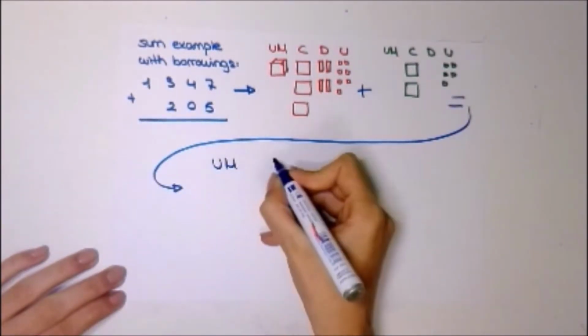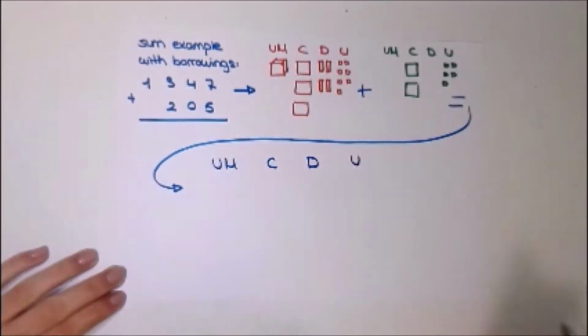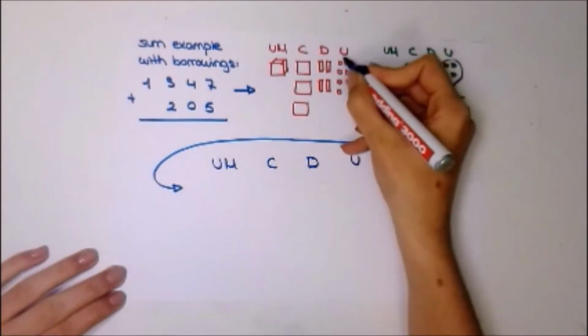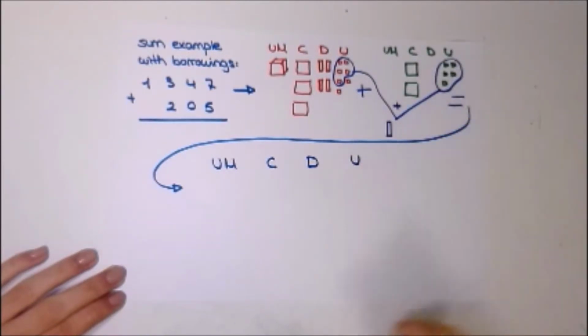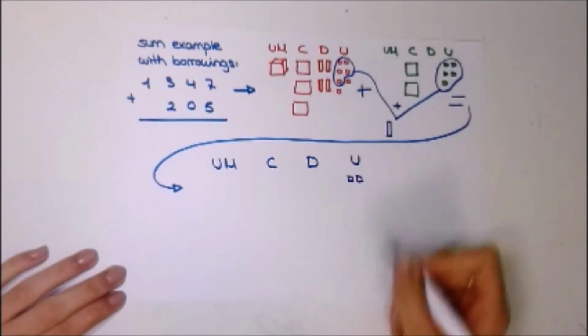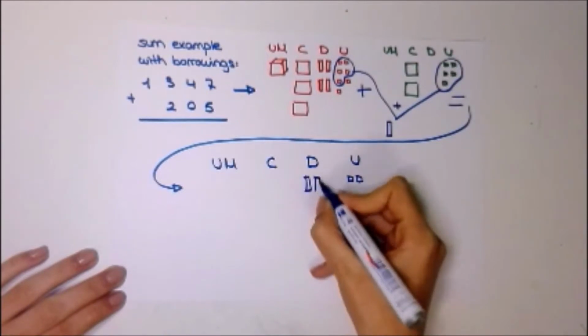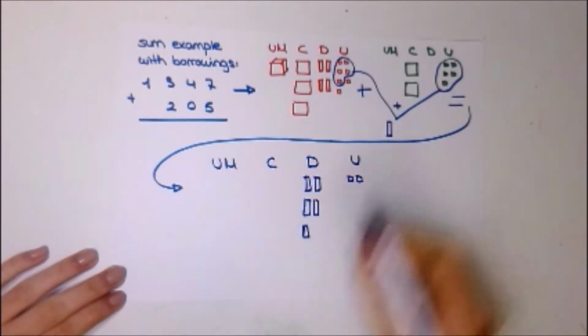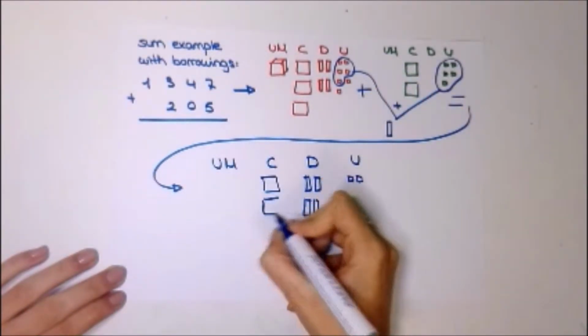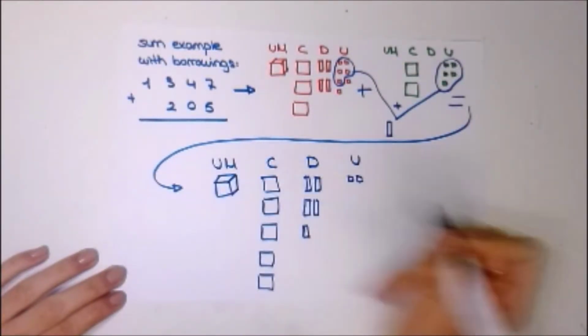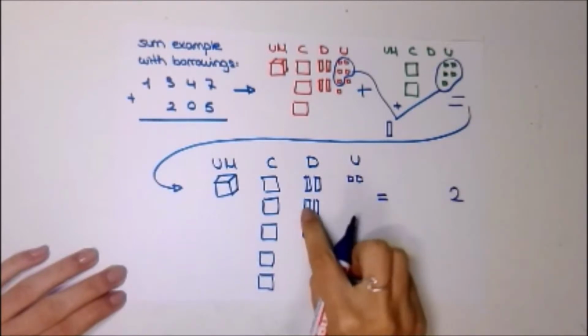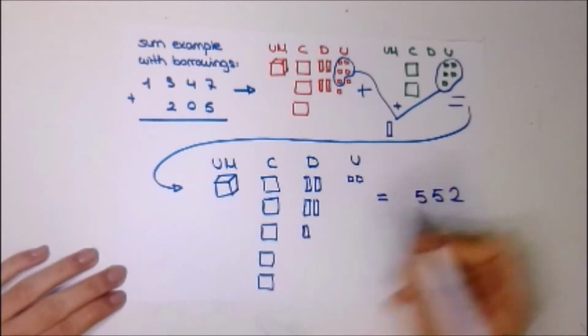Now we have to sum. As we see, if we sum 5 units from the second number and 5 units from the first number, we get a ten. We have 2 units left. We sum the tens too. Now the hundreds, and finally 1,000 units. If we sum all of this, we get that number.